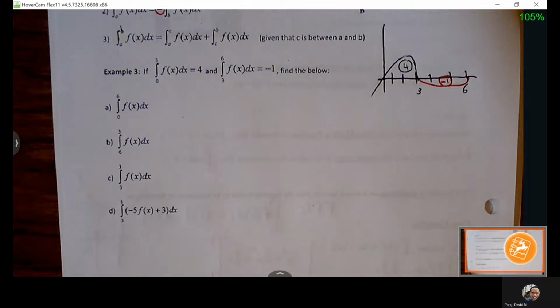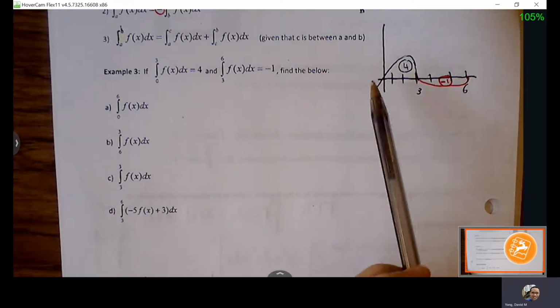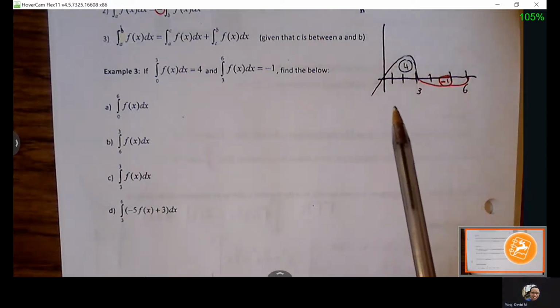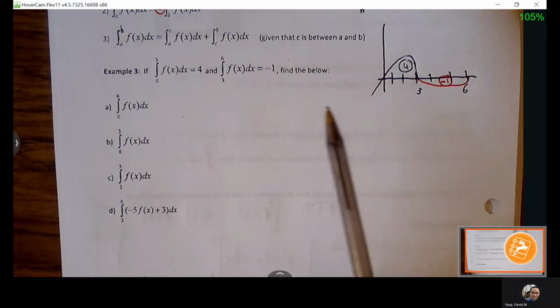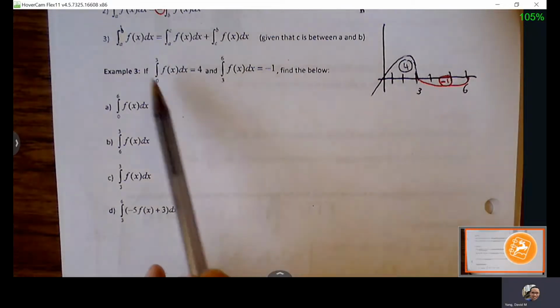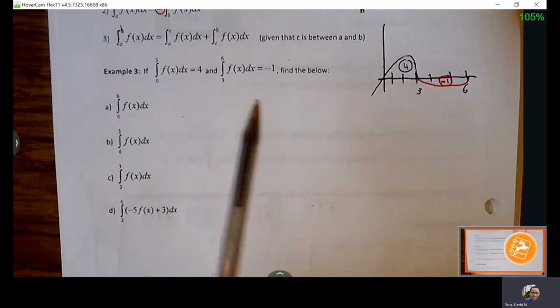Yes? That graph, like f of x dx, that's the f prime graph, right? Yes, you can think of this as the f prime graph, yes. Because the result of this would be the f of x, yeah, okay.